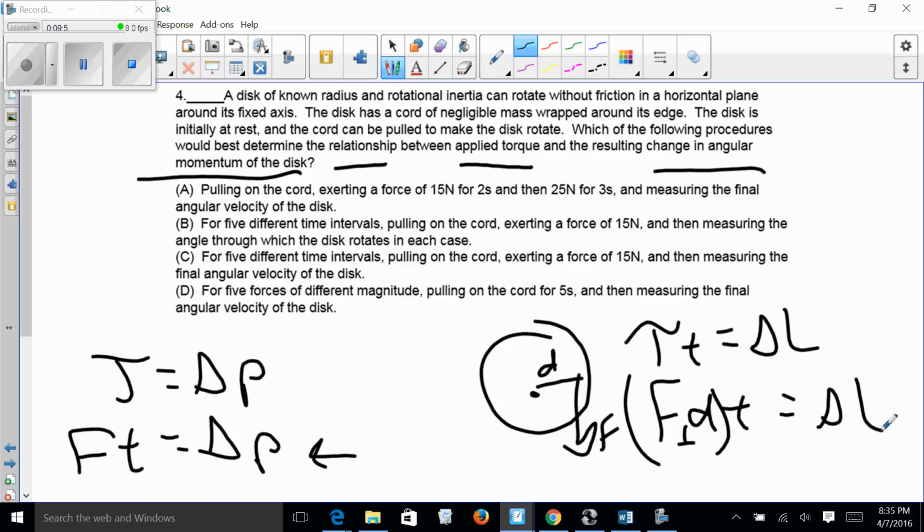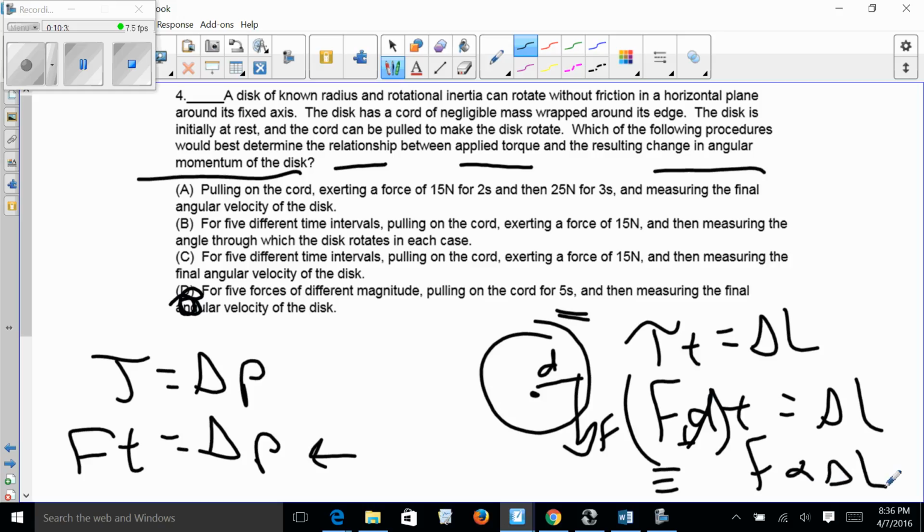Well, let's look at what isn't changing. It says a disk of known radius. So that isn't something I'm going to change. So if I want to see the effect of torque, the only thing I can change in this situation to actually change the torque is the force. So I also know that the amount of time that's applied dictates the rotational impulse. So the only one here that makes sense is that I want to vary the force, but I need to keep the time constant. So I want to say that force is proportional to change in L, right?